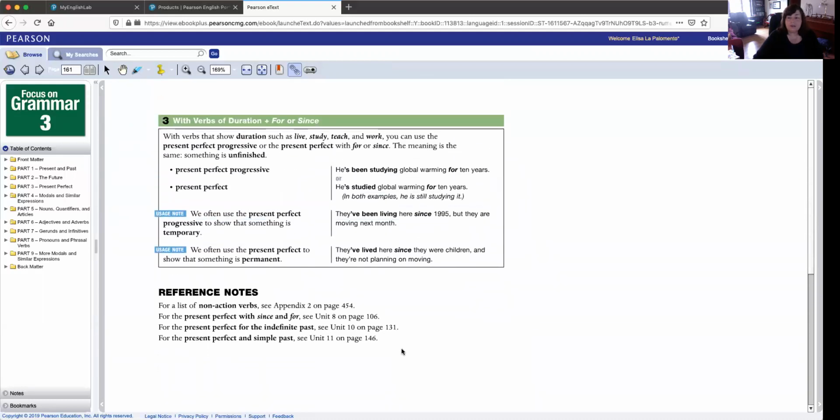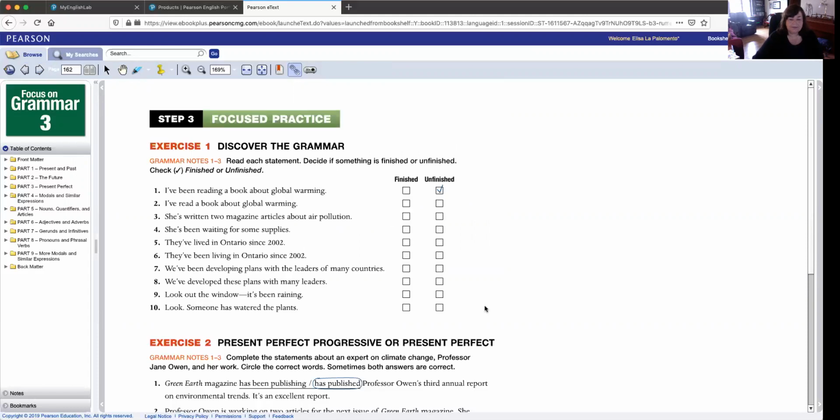Let's look at the exercises. I'm going to give you a lot of exercises to do for homework, but let's go to the next page. I want to make sure you understand the exercises, okay? The first one on page 162, you're going to read the sentence. The sentence is going to be written in either present perfect progressive tense or present perfect tense. So after reading the sentence, you're going to decide if it's a finished action or an unfinished action.